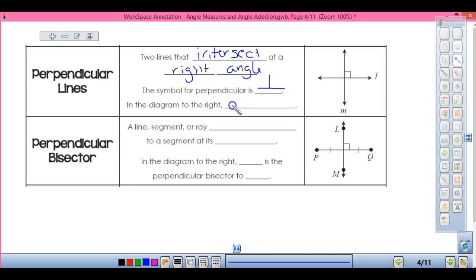Okay, so over here I can say that line L is perpendicular to line M. And what that tells me is that they cross and they form a 90-degree angle. Okay. So we know what perpendicular means, right? It means that it forms a right angle. And what's a bisector mean? Does it mean to bisect something? Cuts it in half. So in this case, okay, it's going to be a 90-degree angle, and it's going to cut the line in half. Okay, so it is a line, segment, or ray perpendicular to a segment at its midpoint.